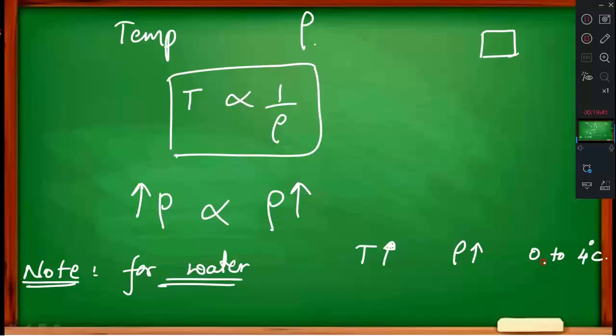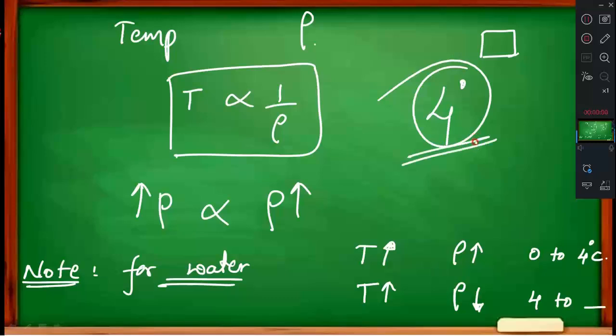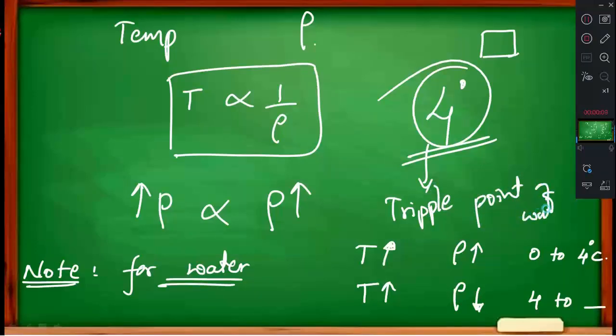From 0 to 4 degree centigrade. Then later if you increase the temperature, density decreases, from 4 degree centigrade onwards. Very important. Therefore, this 4 degrees centigrade is the point for water. This is called a triple point. Triple point of water. Boiling point, melting point, like that. This is called a freezing point, 0. Like that, it is called a triple point.